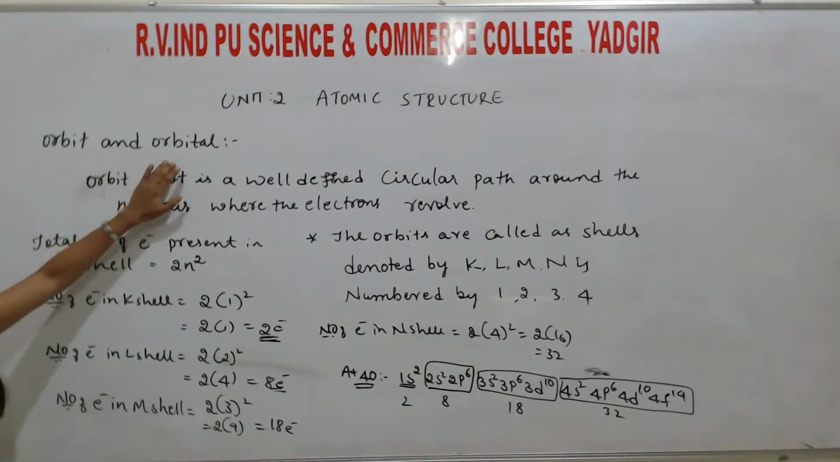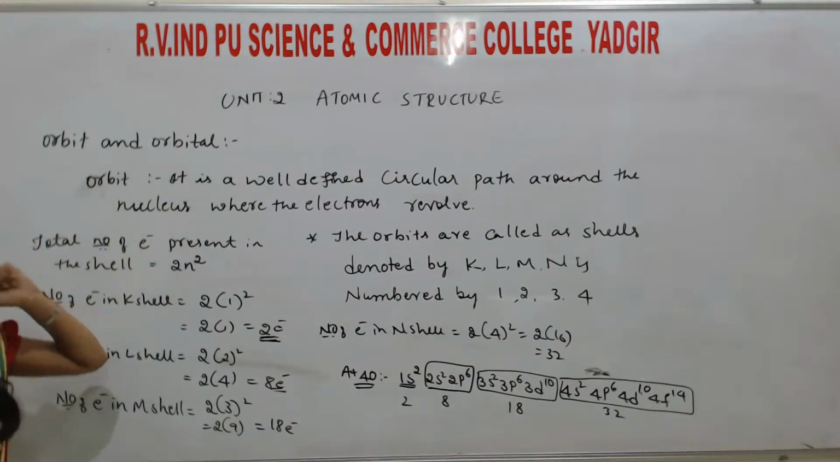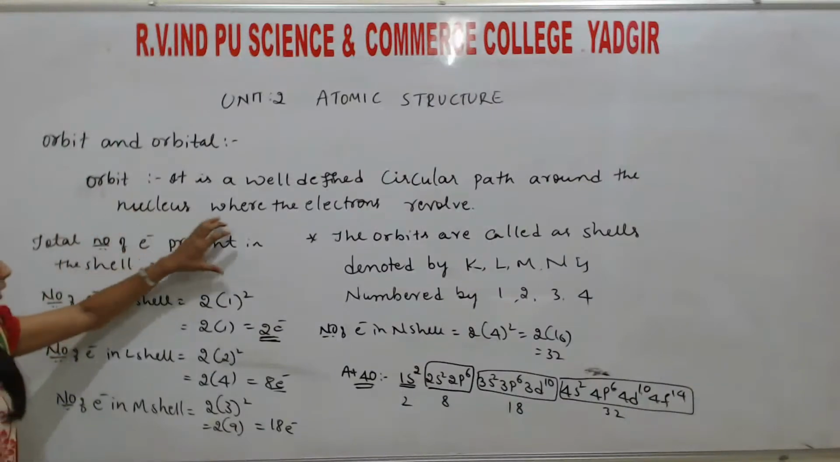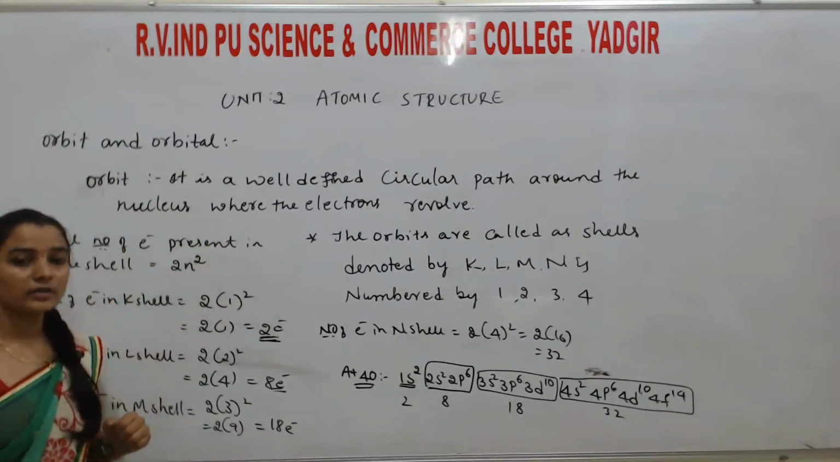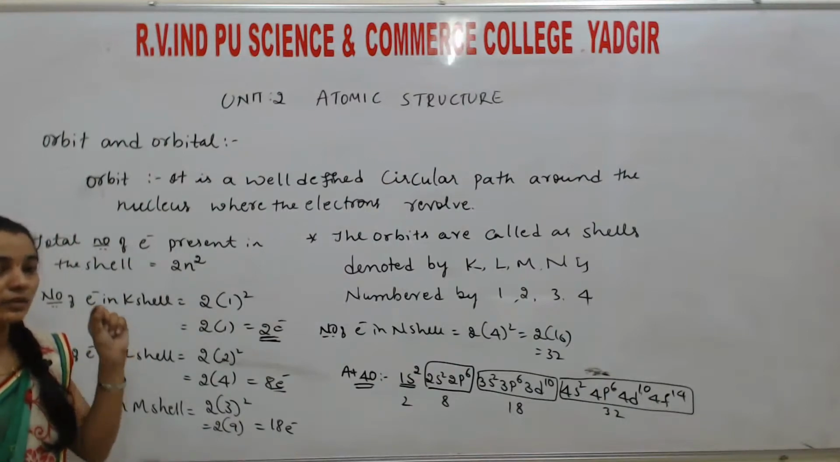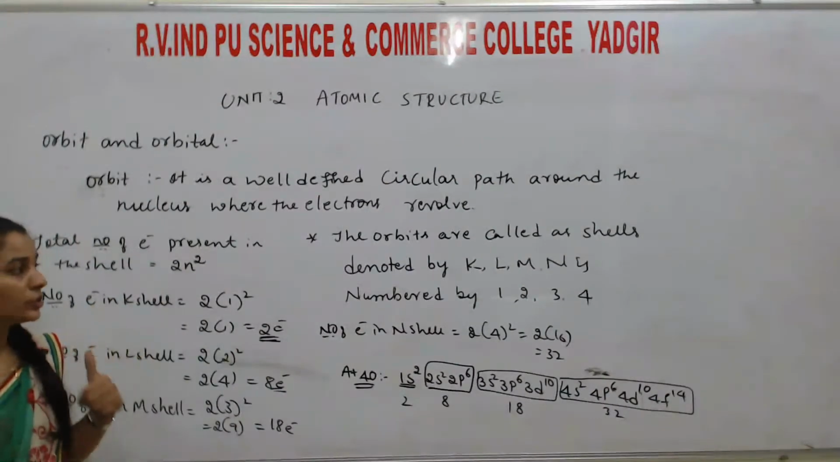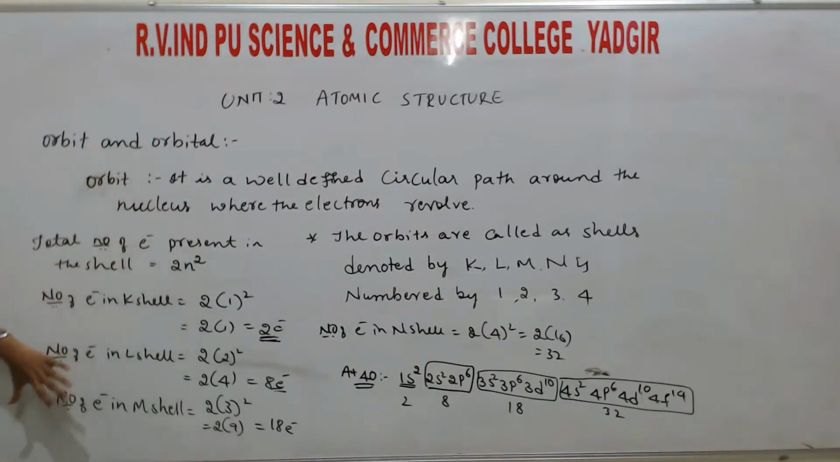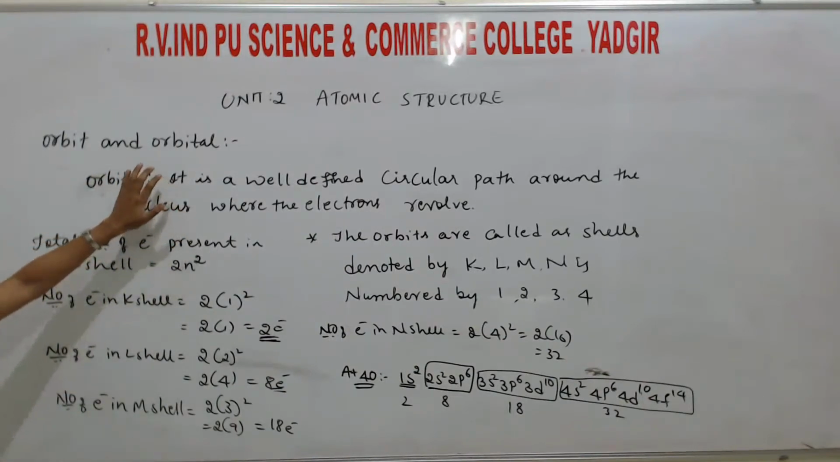So orbital is there. So what does orbital mean? It is the three-dimensional representation of the electron in which it is arranged in the space. Okay, it is the three-dimensional arrangement of the electron around the nucleus. So this is all about the orbit and orbital. So in tomorrow's class, I will discuss about the orbital.